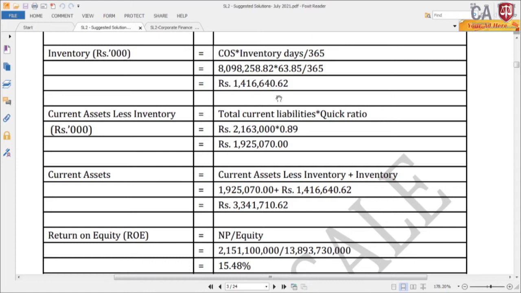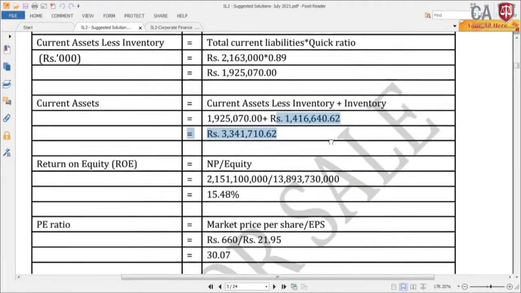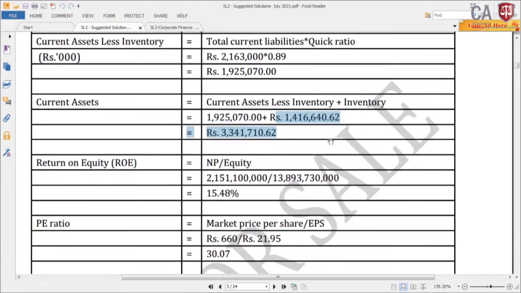We know the current liability, which is given in the accounts, and we know the inventory, and we know the quick ratio. So what you can calculate is current assets. Current assets less inventory is current liability into quick ratio, which is 1.9 billion. Current assets is going to be 1.9 billion plus inventory 1.4 billion, 3.3 billion. I am sure all of you can understand that. These are just understanding the variables and the relationships of the formulas.